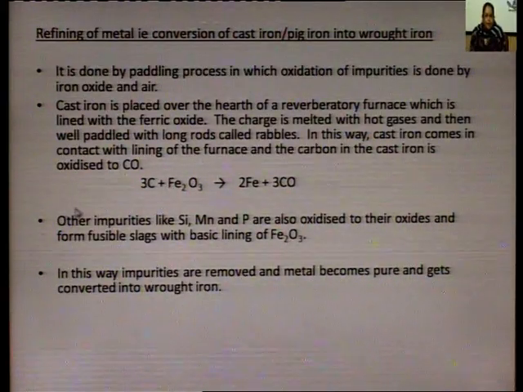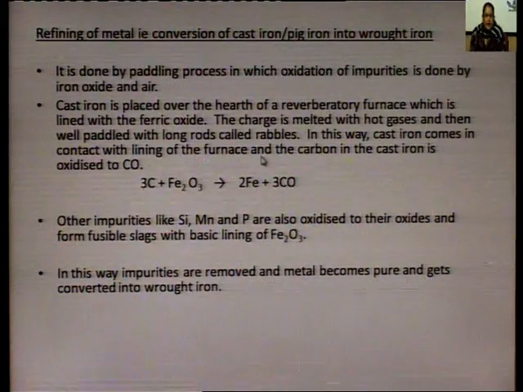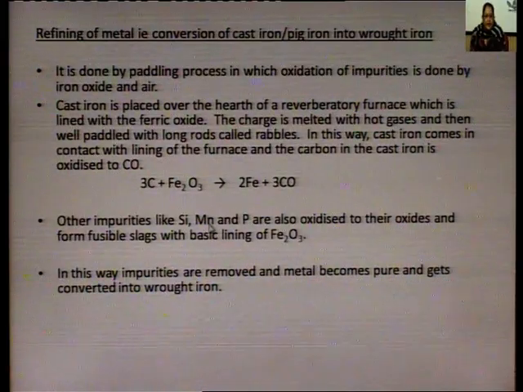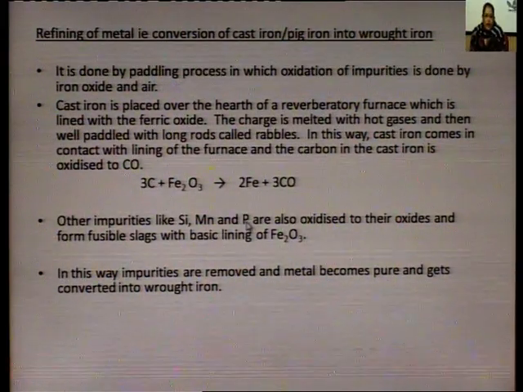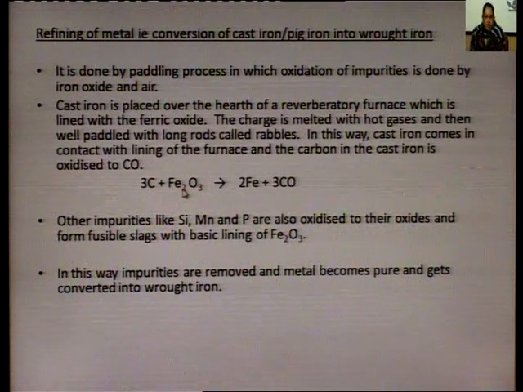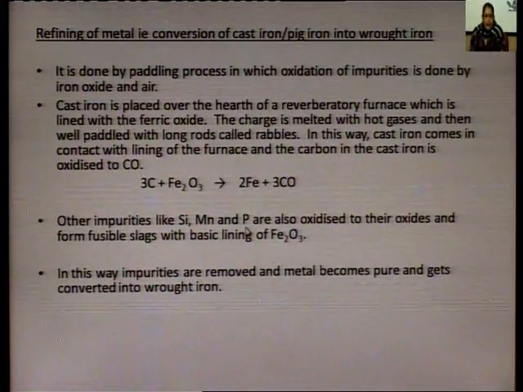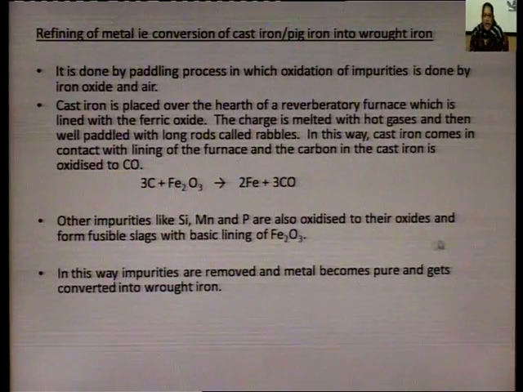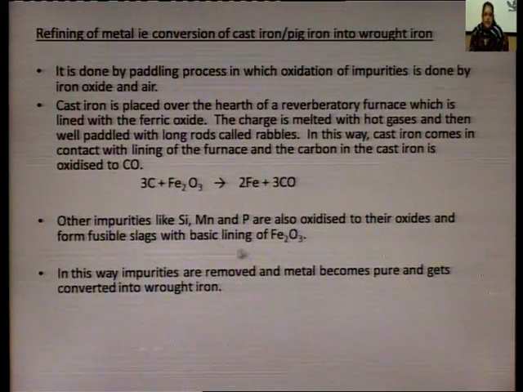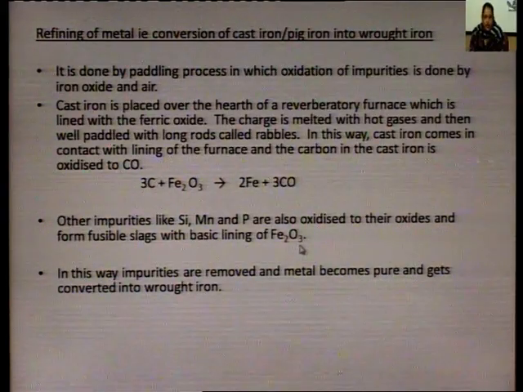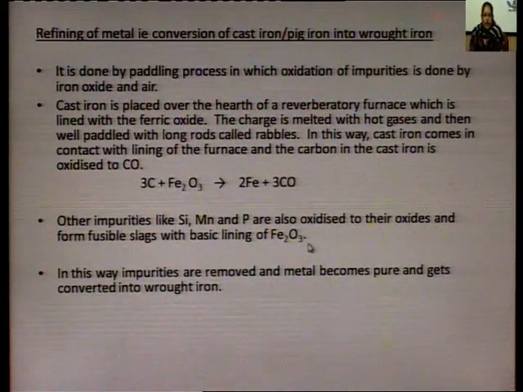So, the other impurities which are present in the cast iron or the pig iron, like silica, manganese, phosphorus, will also get oxidized with iron oxide. Silica will be removed as SiO2, manganese will be removed as Mn2O3, phosphorus will be removed as P2O5. They will also get oxidized to their corresponding oxides and form a fusible mass with the basic lining of Fe2O3 and will be removed as their oxides.